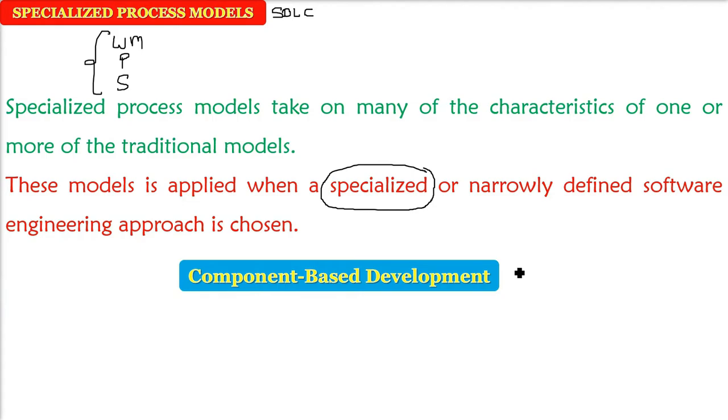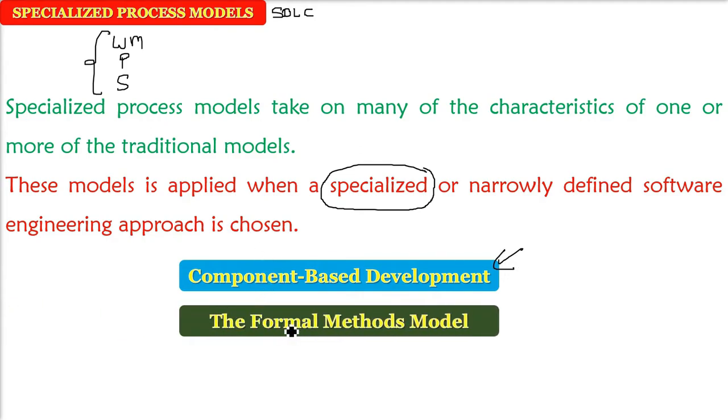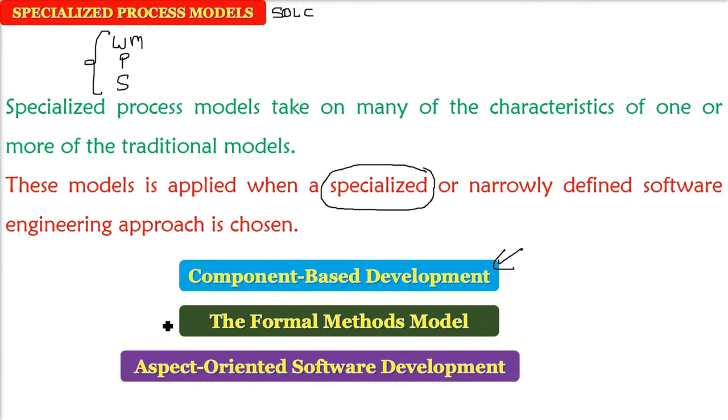We'll talk about, in specialized models, the component-based models, component-based software development. Then we have the formal methods model. This is also an SDLC. Then we have aspect-oriented software development.